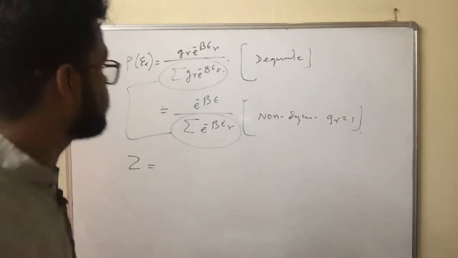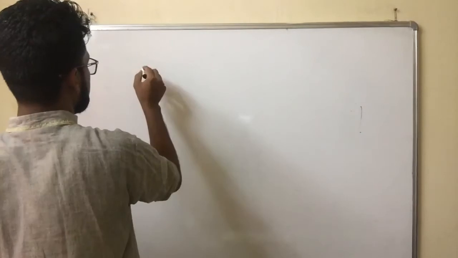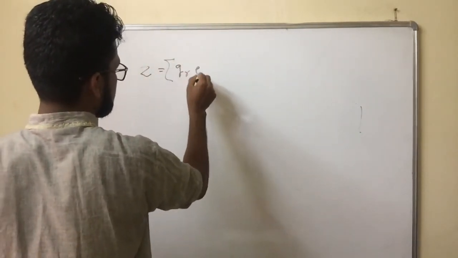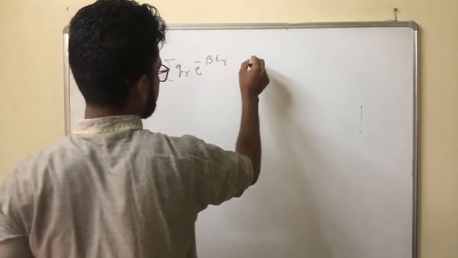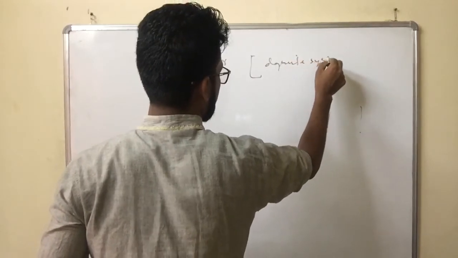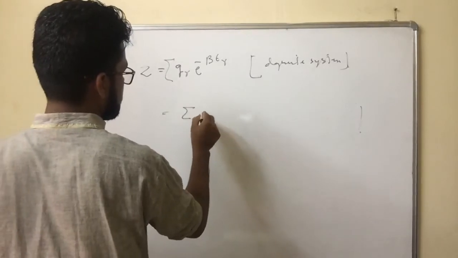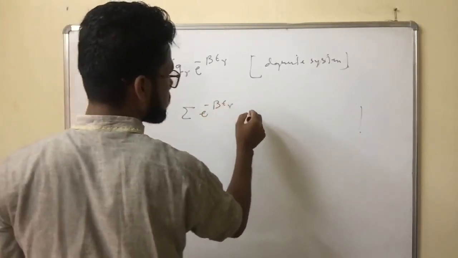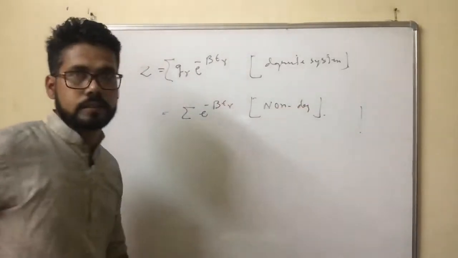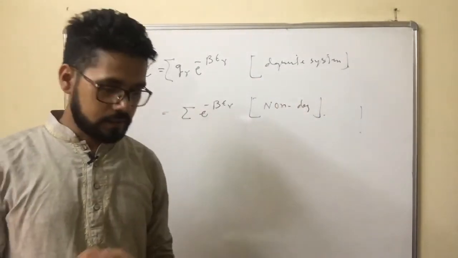That means Z equals the summation of g_r e to the power minus beta E_r for a degenerate system, and Z equals the sum of e to the power minus beta E_r for a non-degenerate system. Do not confuse them. This is the partition function for the degenerate system, and this is for the non-degenerate system.